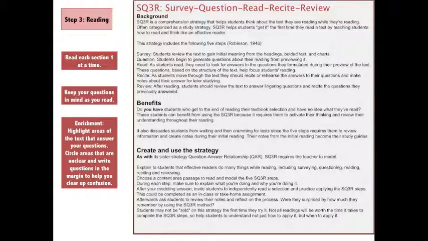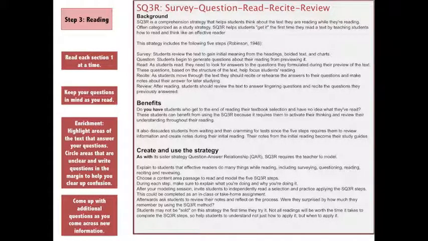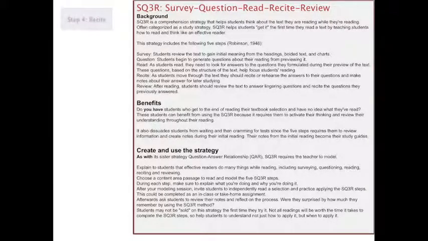I also ask them to circle areas that they're unclear of and write questions in the margin to help them clear up confusion. And this is really helpful for me because as I'm walking around and I see areas of the text circled, it's really visual, I can eyeball it, and I know what I, as the teacher, can talk about and clarify. And with those, they can come up with additional questions.